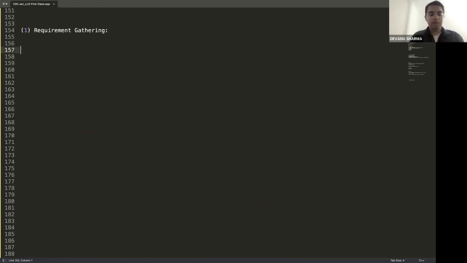I'll give a very simple example to understand requirement gathering. Build a low level design for a parking lot system. That's it. This is your problem statement, nothing else. If such a problem statement is given to you, let's say in an interview or in general discussion: build a low level design for a parking lot system.